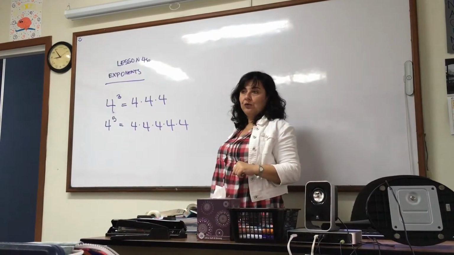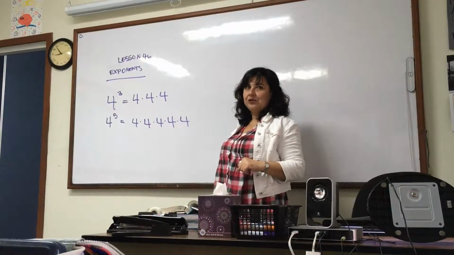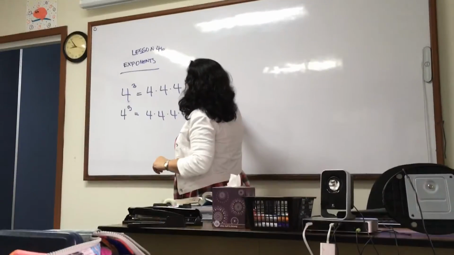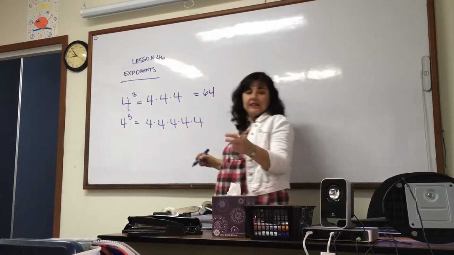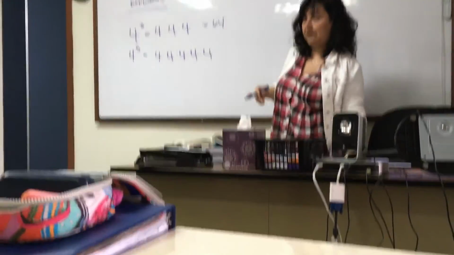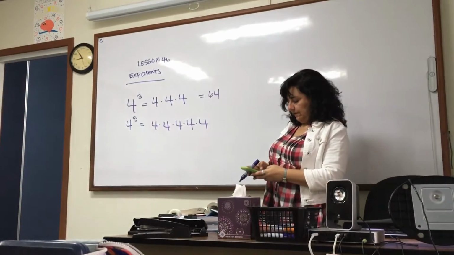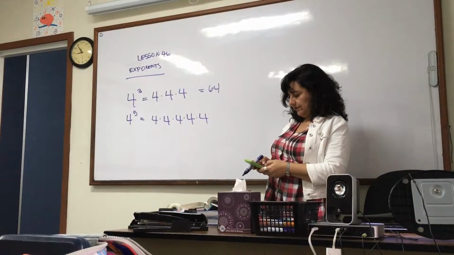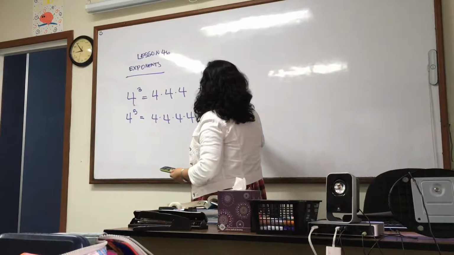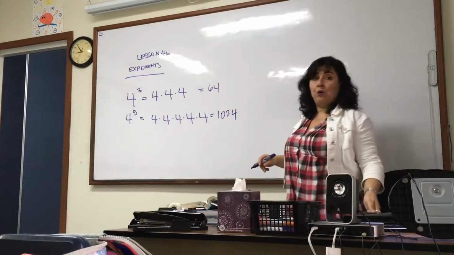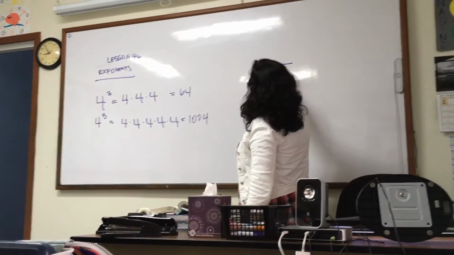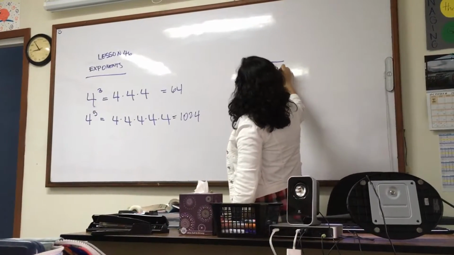So, how much is 4 to the 3? Anybody know? 16 times 4 is 64. And this one, 4 to the 5, would be what? Calculators, guys, come on. This would be 1024. Okay.